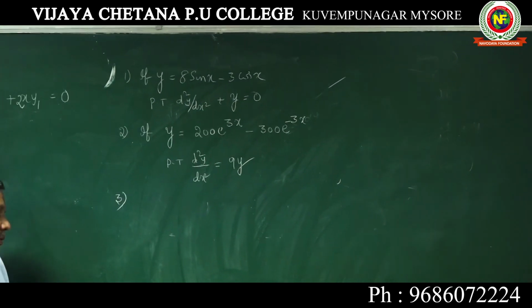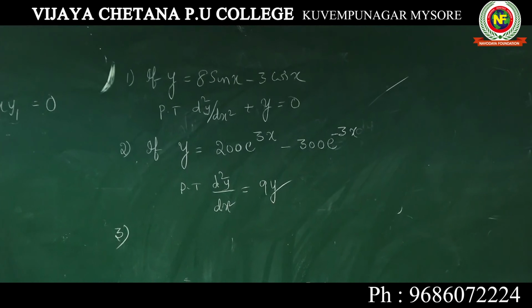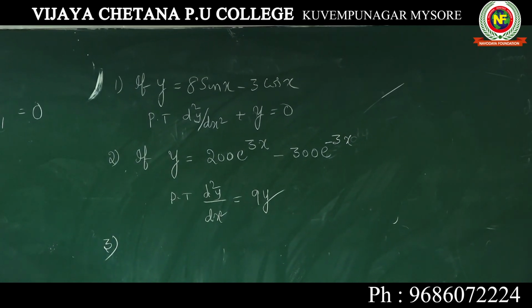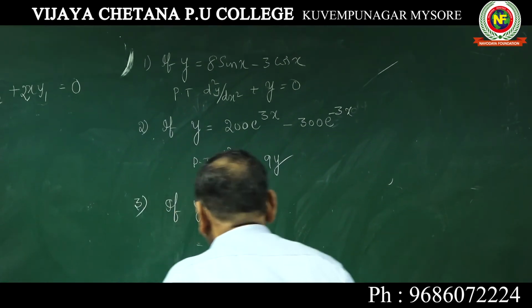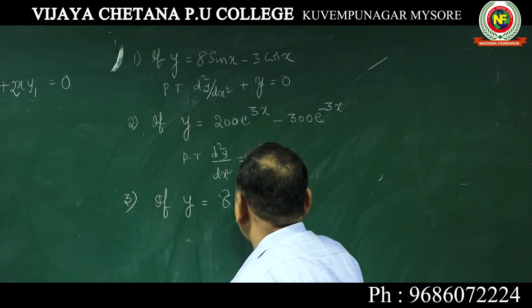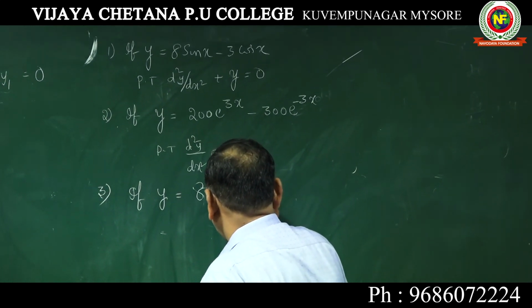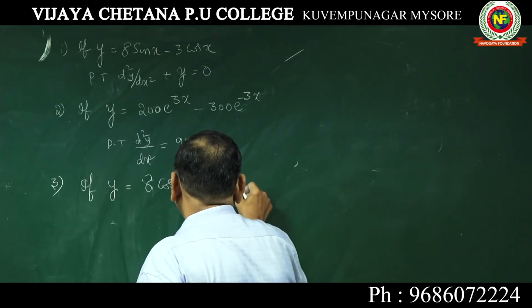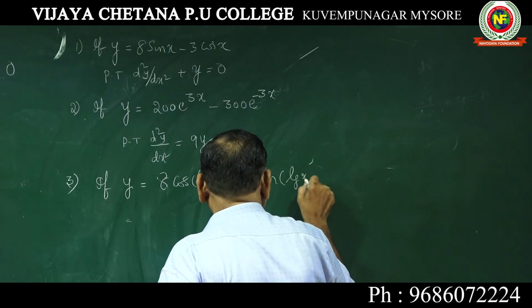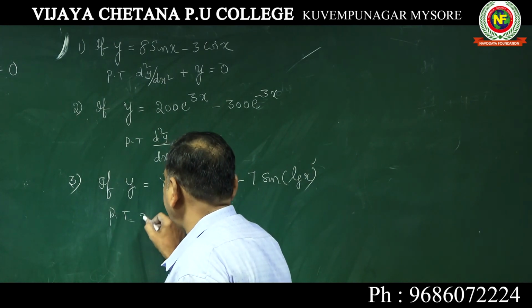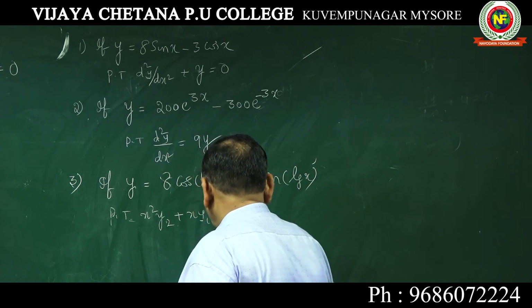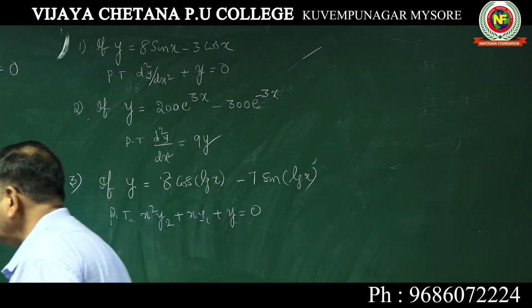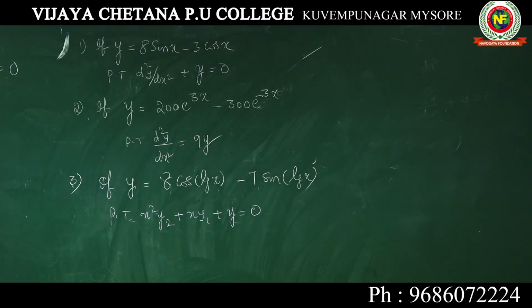Third problem we can take. If y is equal to 8 cos log x minus 7 sin log x, prove that x square y2 plus x y1 plus y is equal to 0.